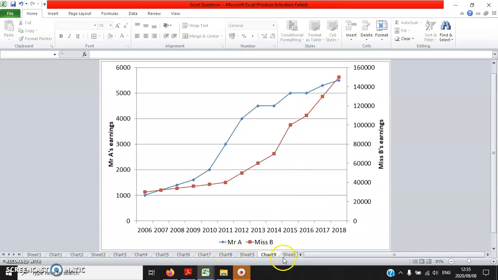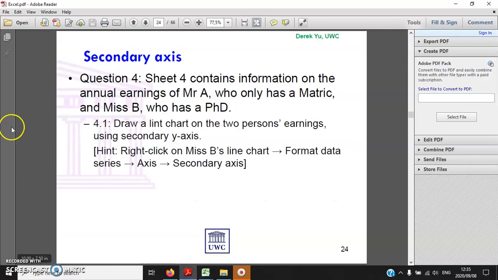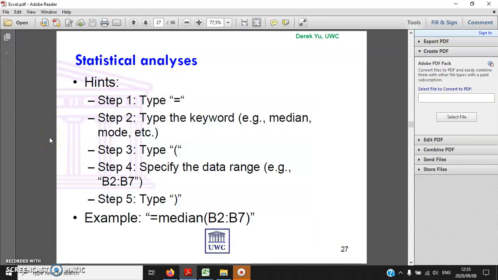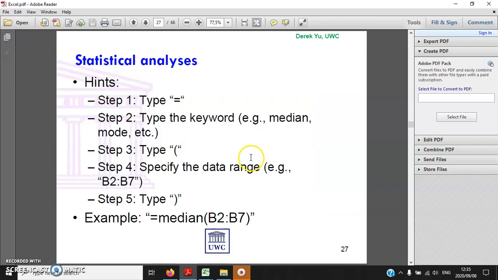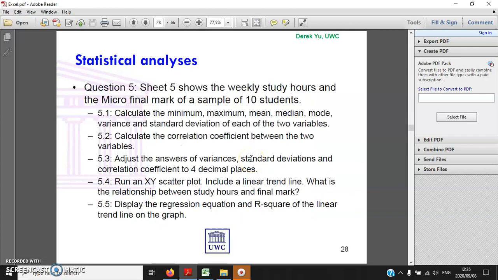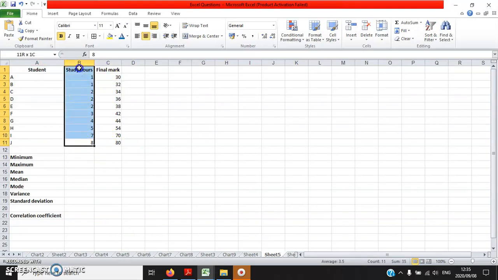Okay, I think this is the only question in connection with sheet 4. Then we can move on to statistical analysis, summation, minimum, maximum, mode, etc., variance, standard deviation. Okay. So we have to use the information here. Okay. Final marks. Actually, this is the y variable explained by study hours. So first one, let's start with this one, study hours.